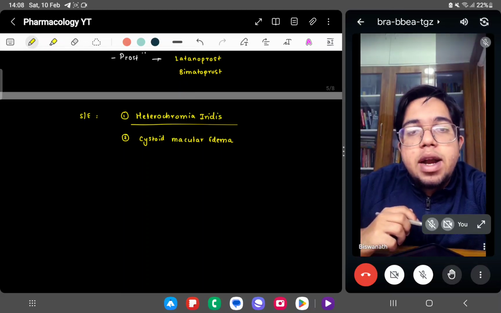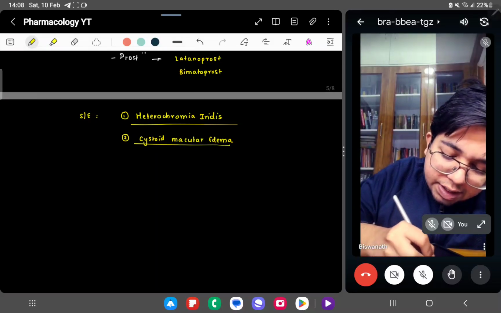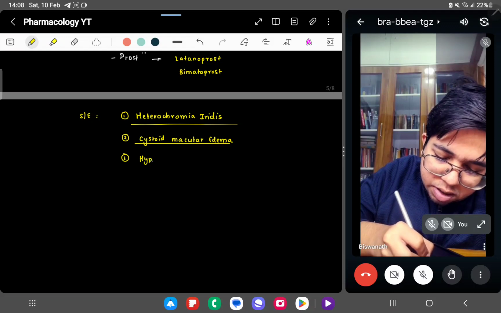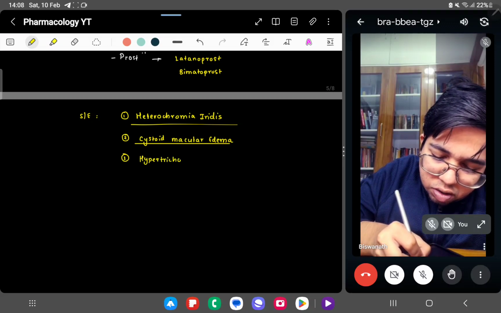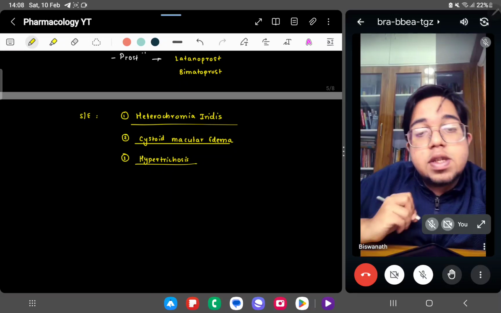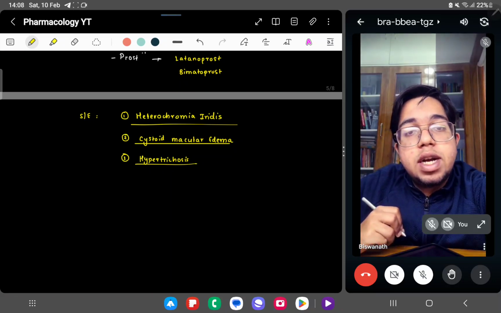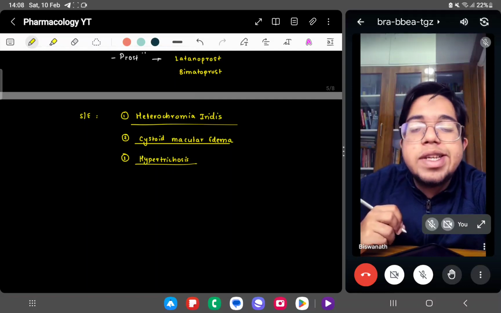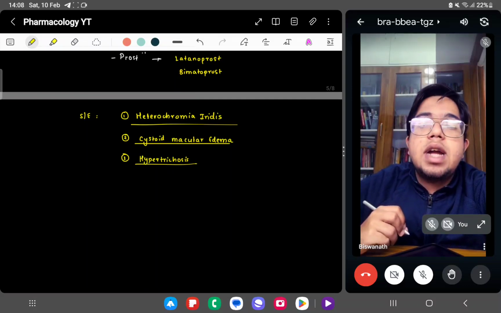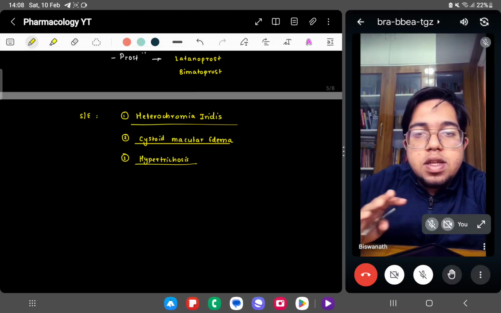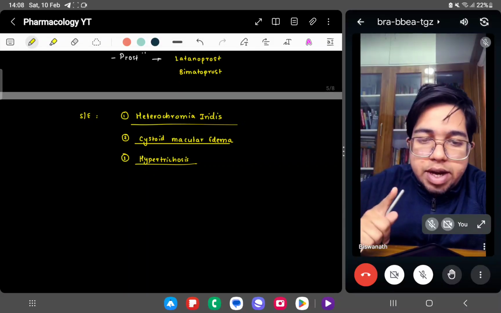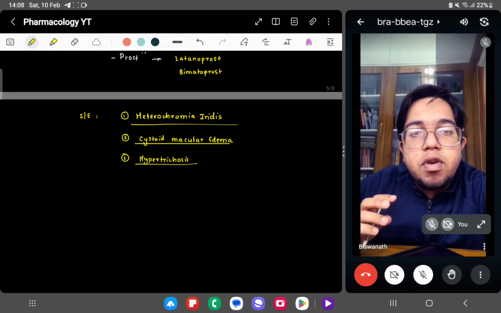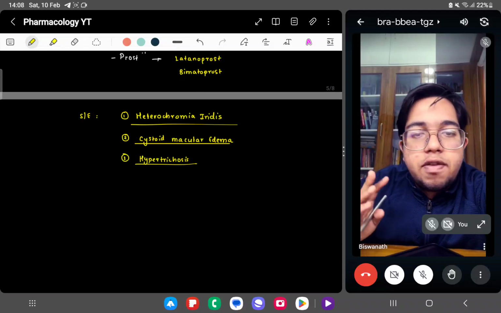Okay. And another very classical side effect is hypertrichosis. Hypertrichosis is increased hair growth, increase in eyelashes, increase in hair. So hypertrichosis, heterochromia iridis, and cystoid macular edema: these three are the very classical side effects if you give a prostaglandin F2 alpha agonist.